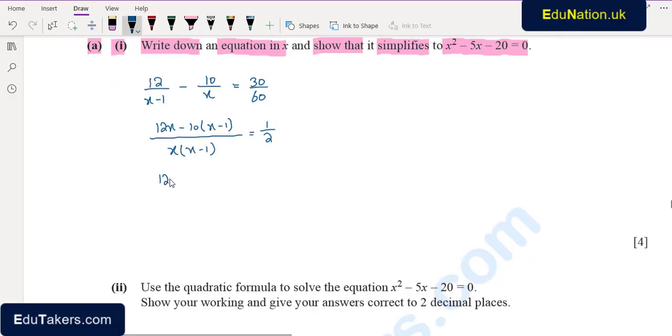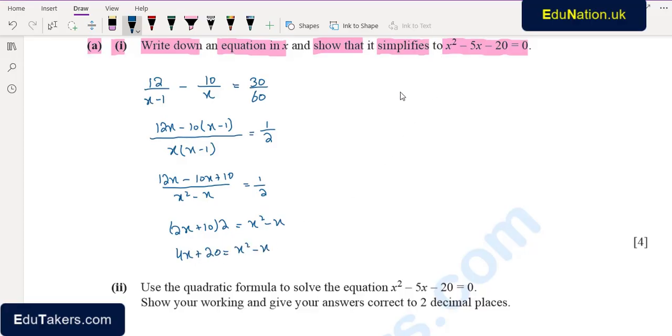Expanding the brackets, 12x minus 10x plus 10 over x square minus x equals 1 over 2. Now by cross multiplication, this is 2x plus 10 into 2 equals x square minus x. This will be 4x plus 20 equals x square minus x. So x square minus x minus 4x minus 20 equals 0. So x square minus 5x minus 20 equals 0. Hence proved.